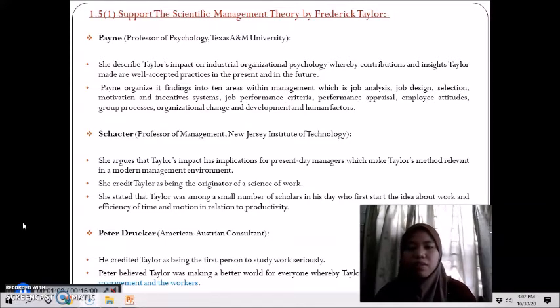Third person is Peter Drucker. He credits Taylor as being the first person to study work seriously. Peter believed Taylor was making a better work for everyone, whereby Taylor tried to create a utopia between management and the workers.